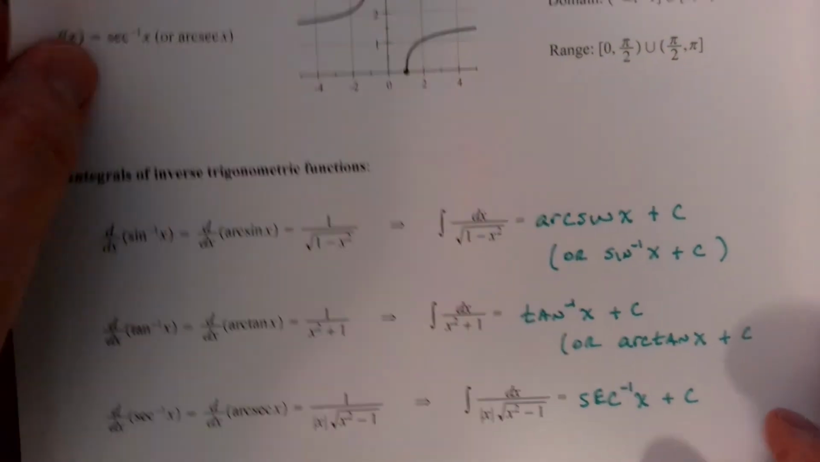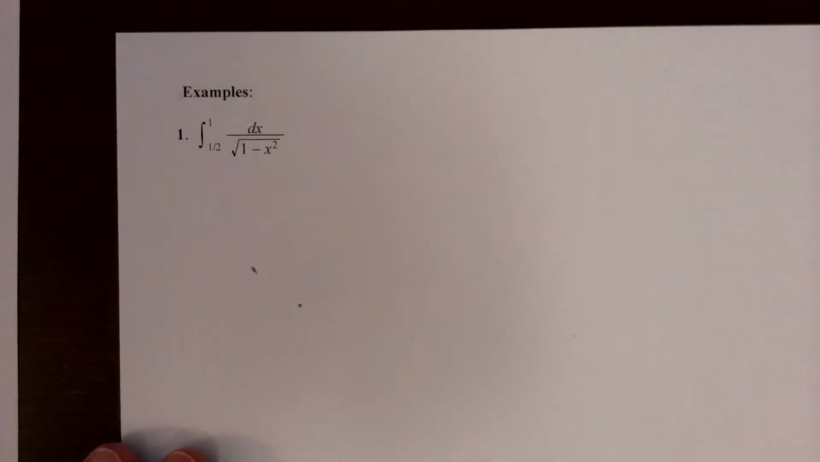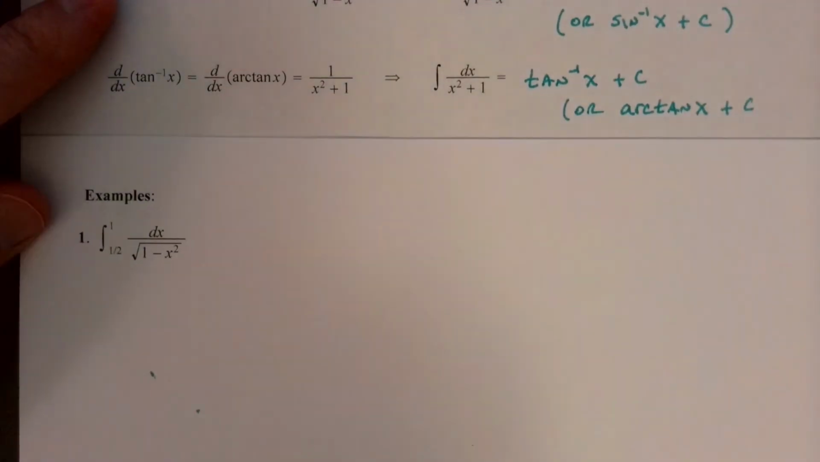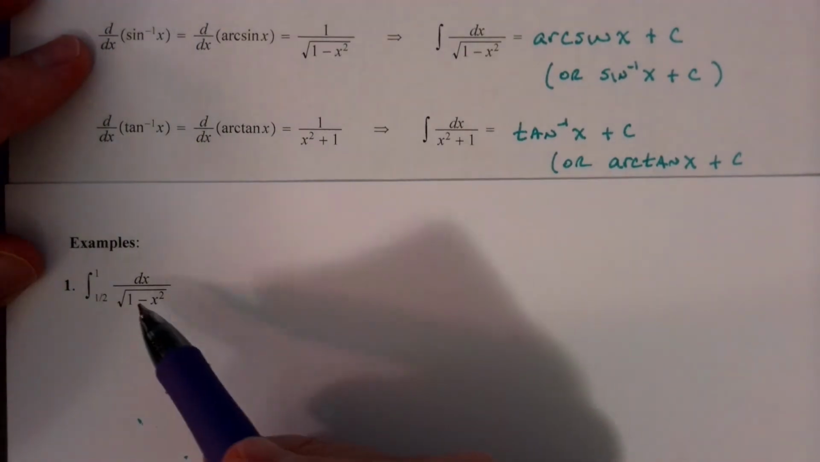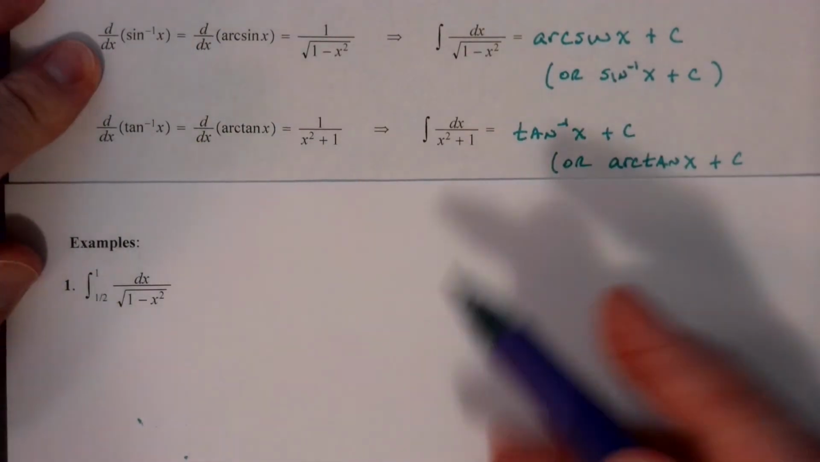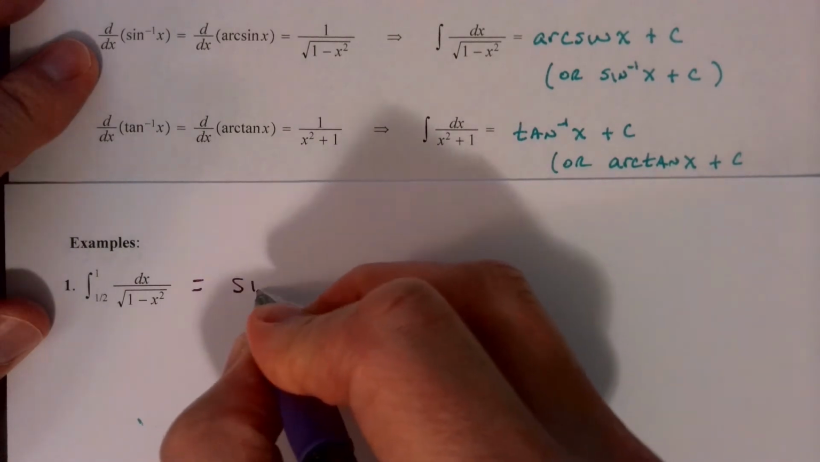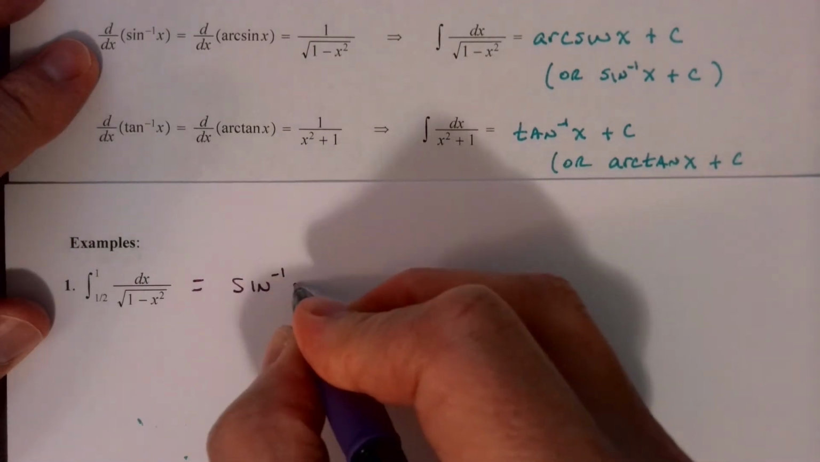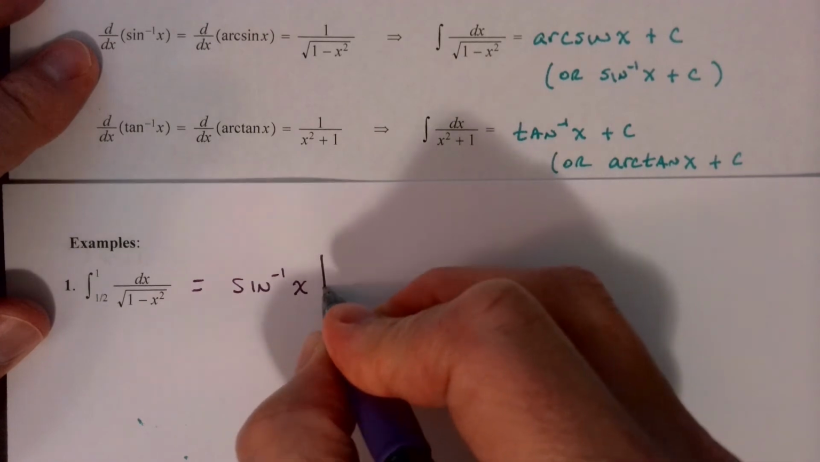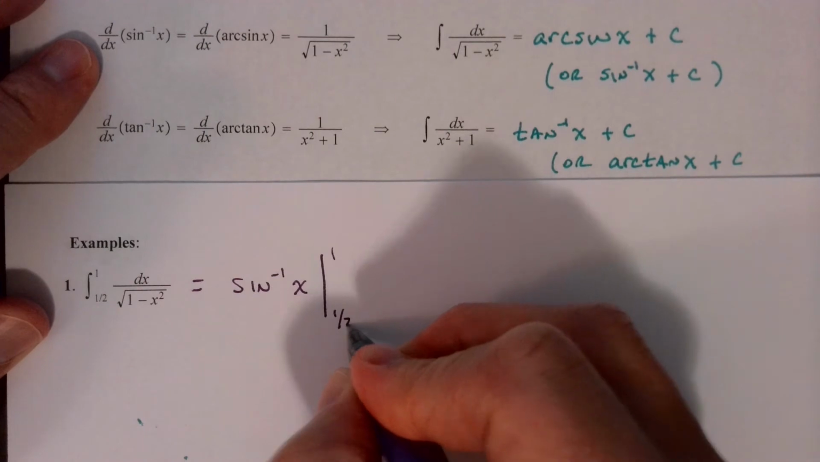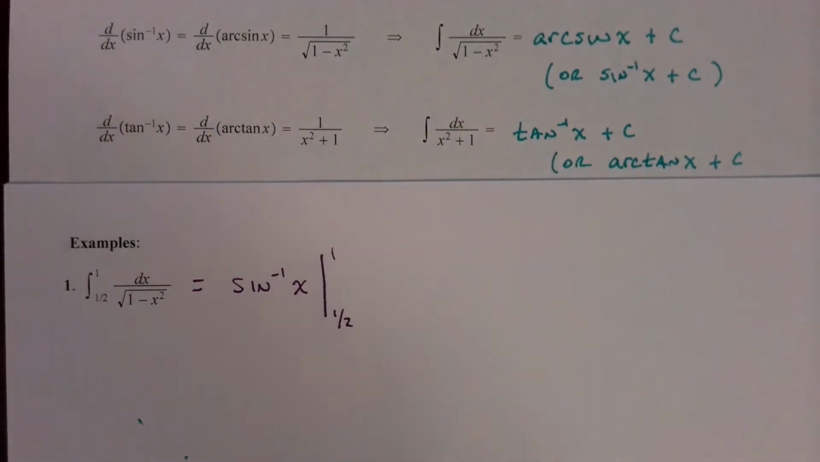Okay, let's look at some examples then. We'll start off with a definite integral. And here is the definite integral. Again, we can see from the forms that we're going to be focusing on that this one involves arc sine of x. So the antiderivative of this is, I'll use the inverse sine notation, and that's the antiderivative, and we're going to evaluate that at 1 and at a half, and subtract.